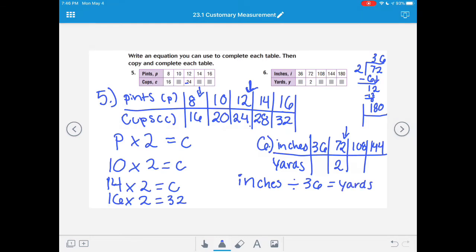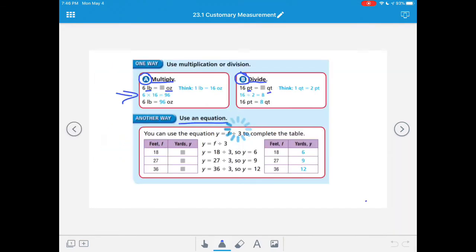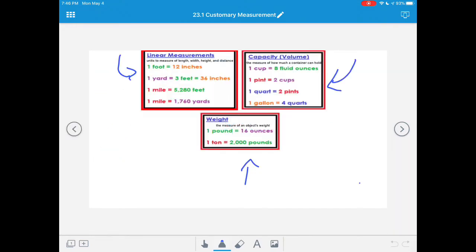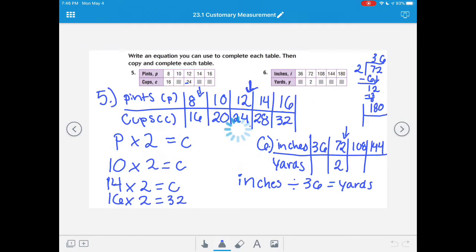Now, to check myself, let's go back to the charts that tell me the equalities. So looking here at 1 yard, I see that that does equal 36 inches. So that makes sense. Inches divided by 36 would equal the number of yards, or yards times 36 would equal the inches. It matches my chart, so I am good to go.